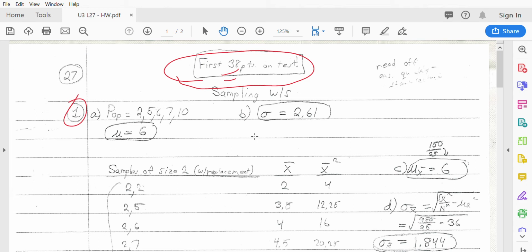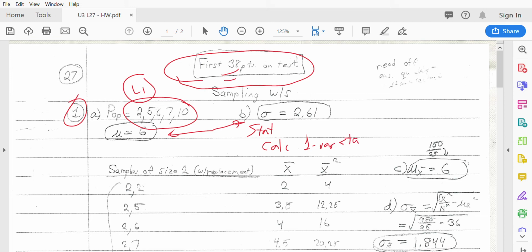First and foremost, take the population, parts A and B, find the mean and standard deviation of this population, put this data into L1 as stated before. Then to find part A and part B, the mean and standard deviation, do STAT, CALC, and then 1-Var Stats. Simple enough for a population. Okay, questions on that? Hopefully not.